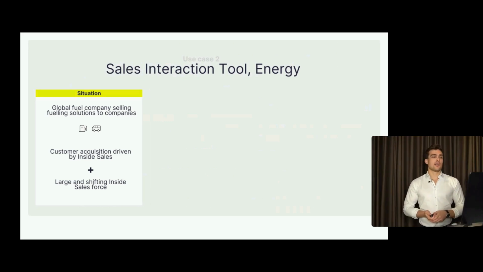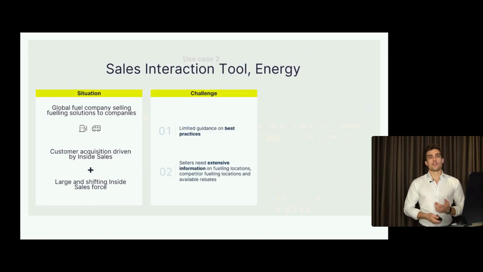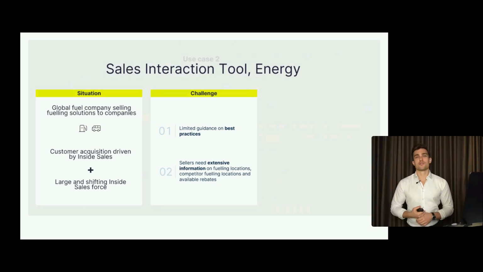And that means that it's hard for the sellers to have a shared best practice because there's a high turnover in the department. Also, in order to sell these fueling cards, the sellers need extensive information on all the fueling locations that are nearby the customer, and that's the entire US. So more than you can commit to memory. They also need to know the competitive fueling locations, and the available rebates at that moment. So they need a lot of information that requires something of a superhuman to have at any one time.